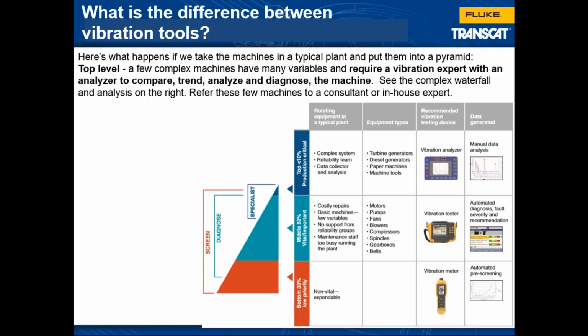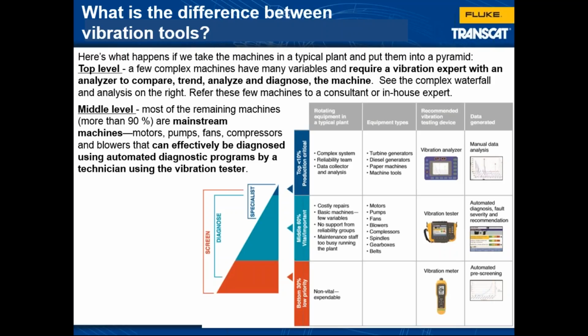But the rest of the machines in the plant, the other 90 or 95% of the machines in the plant, are just simple mainstream machines: motors, pumps, fans, compressors, blowers, gearboxes, things that are really pretty constant, and they don't have a lot of variables to them.